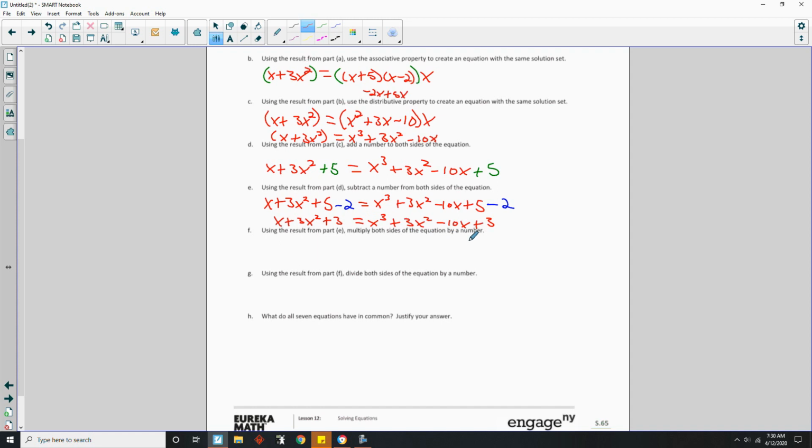Now I'm going to multiply both sides of the equation by a number. And how about 4? So if I multiply this by 4, it would look like so. I'm going to take 4, parentheses, x cubed plus 3x squared minus 10x plus 3, and distribute. Okay, 4 times x cubed is 4x cubed, plus 4 times 3x squared is 12x squared, minus 4 times 10 is 40x, plus 4 times 3 is 12.